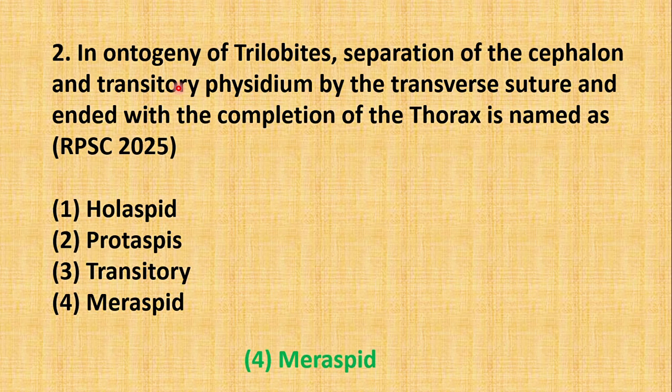In the ontogeny of the trilobites, separation of the cephalon and transitory pygidium by the transverse suture and ended with the completion of the thorax is named as. Okay, so the correct answer is the meraspid. Cephalon is the head part of the trilobite and pygidium is the tail part of the trilobite.